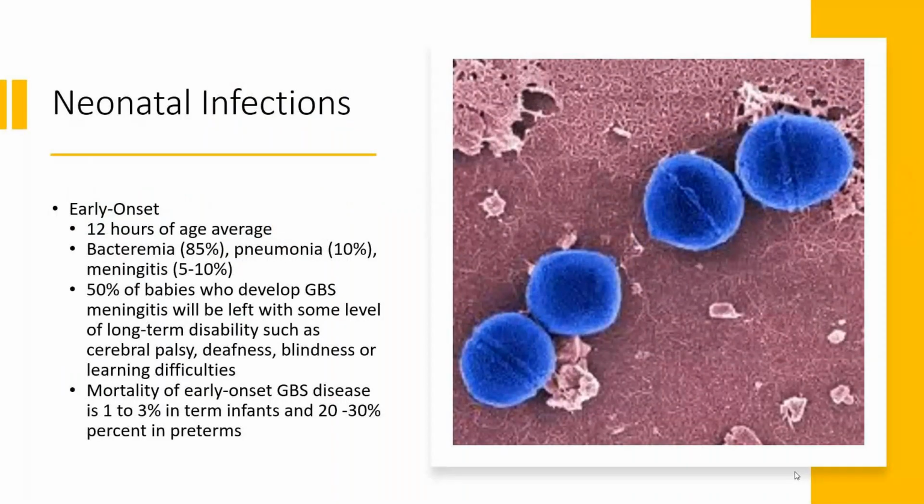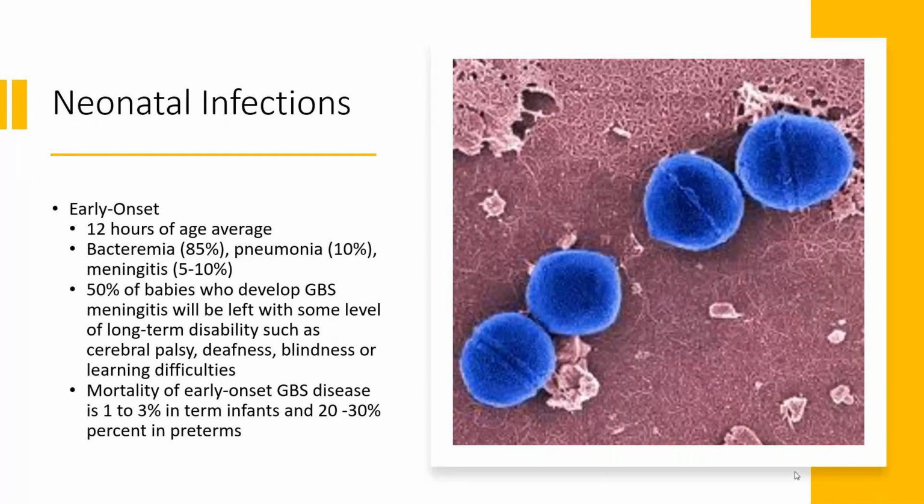As for the neonatal infection, it may be either of early onset, within 12 hours after delivery. Then it may be associated with bacteremia, pneumonia, and meningitis. 50% of the babies who develop GBS meningitis will be left with some level of long-term disabilities such as CP, deafness, blindness, or learning difficulties. Mortality of early onset GBS is 1 to 3% of term infants, and we can see a very big difference between the term and the preterm infants. There we see 20 to 30% mortality.